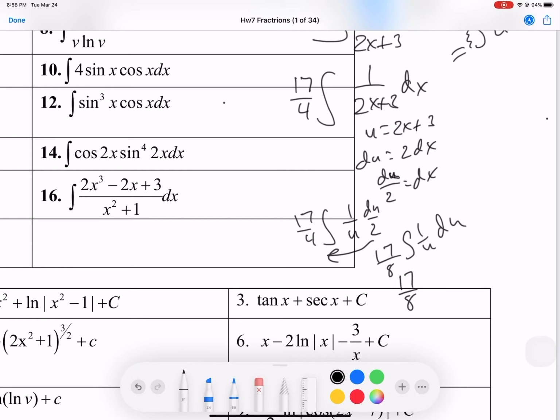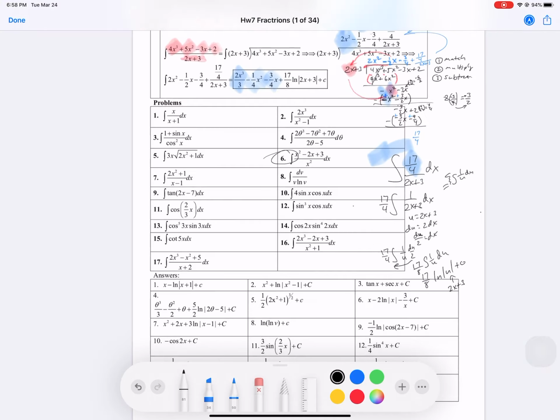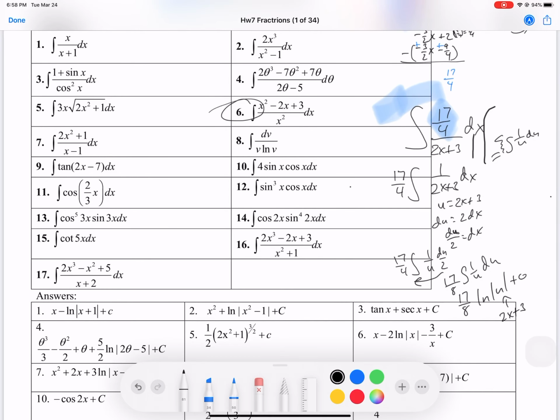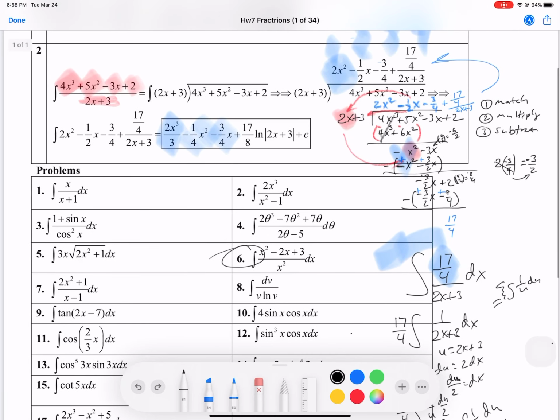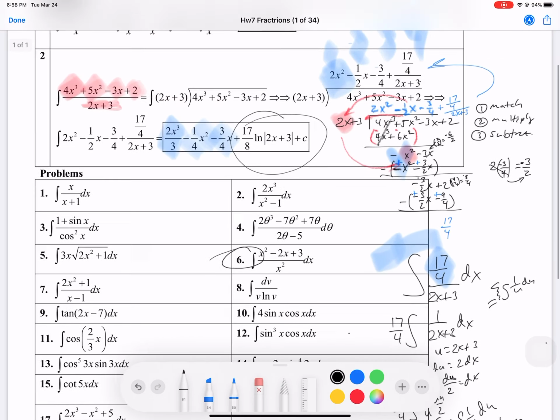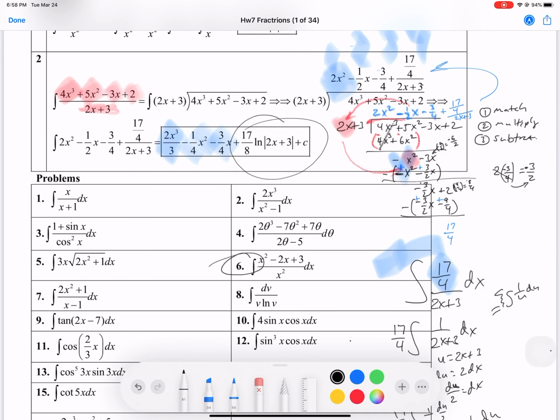17 over 8 natural log u plus c, where u, we can plug it back as 2x plus 3. And if we take a look, that's what they put here. We did run through a couple of these questions.